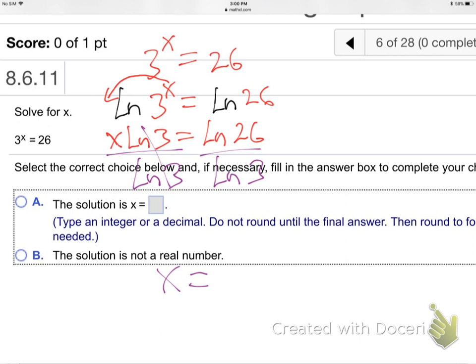And I'm getting 2.9656. I assume they say 4 places. Yeah, 4. 2.9656. We good? Not making sense on that? ln both sides.